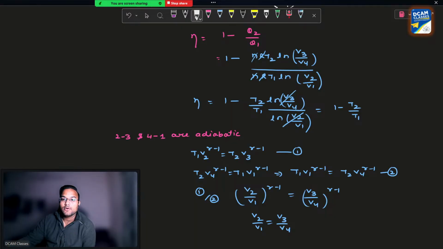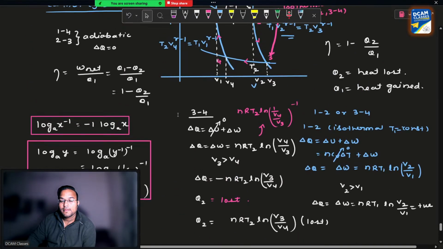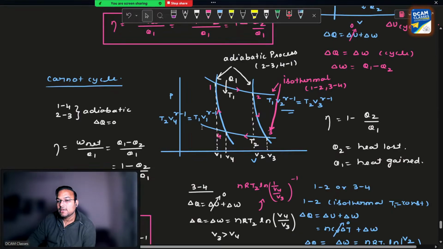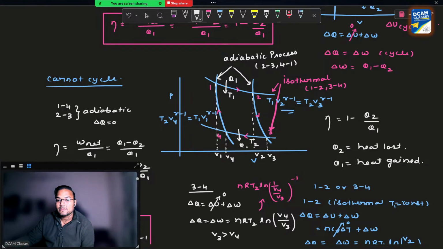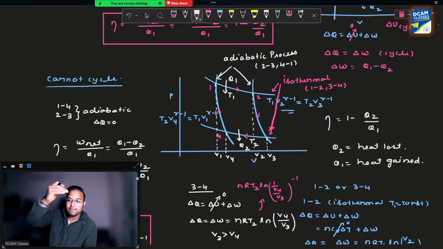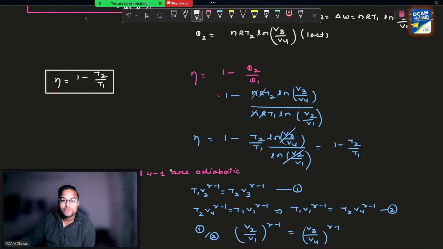So overall, what you need to remember, the efficiency of a Carnot cycle is 1 minus T2 by T1. Don't worry, in the next class I'll explain it again because they won't be able to understand. So you have to remember this formula only. Just remember 1 minus T2 by T1 is the efficiency formula, where T2 is the temperature of the lower isothermal process in which heat is lost, and T1 is the temperature of the upper isothermal process in which heat is gained. Correct? So this formula is important.